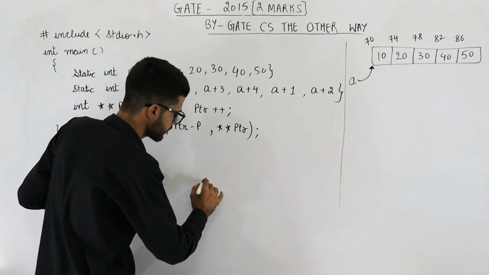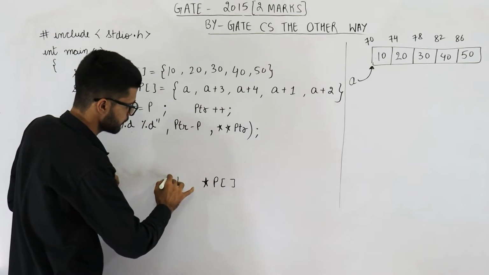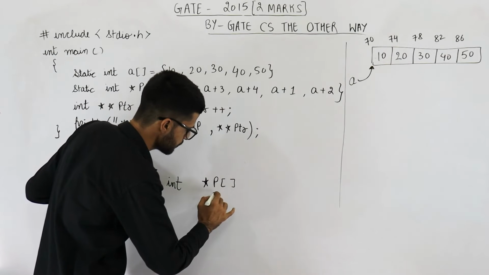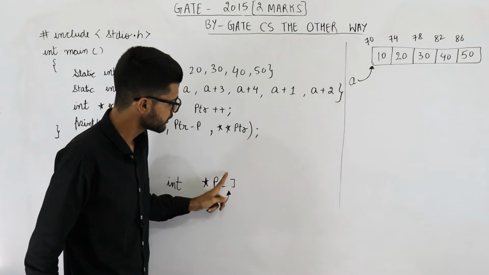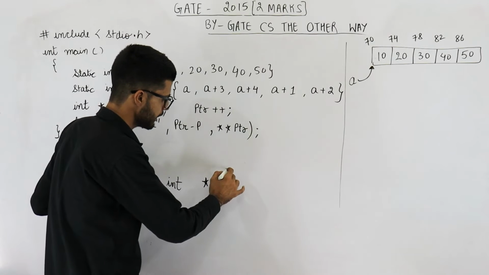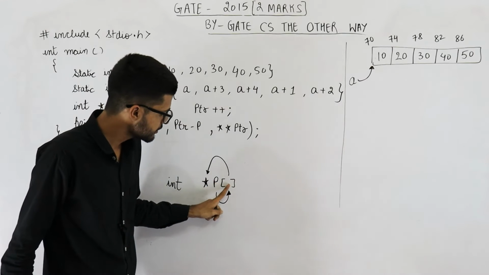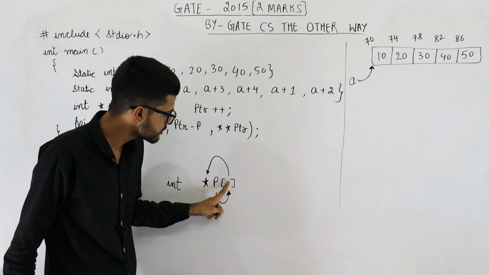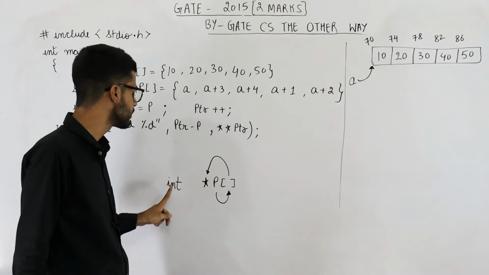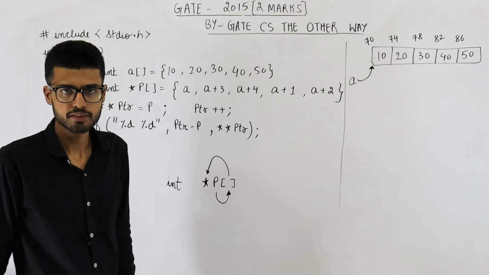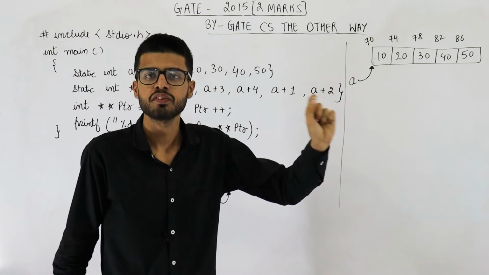See, this is the declaration. int star P square brackets. So first link P with these square brackets. That means P is an array. Then link these brackets with star. So P is an array. All of the elements in this array are pointers. What kind of pointers? Pointers to some integer type variables. Okay. So array P will contain addresses of integers.